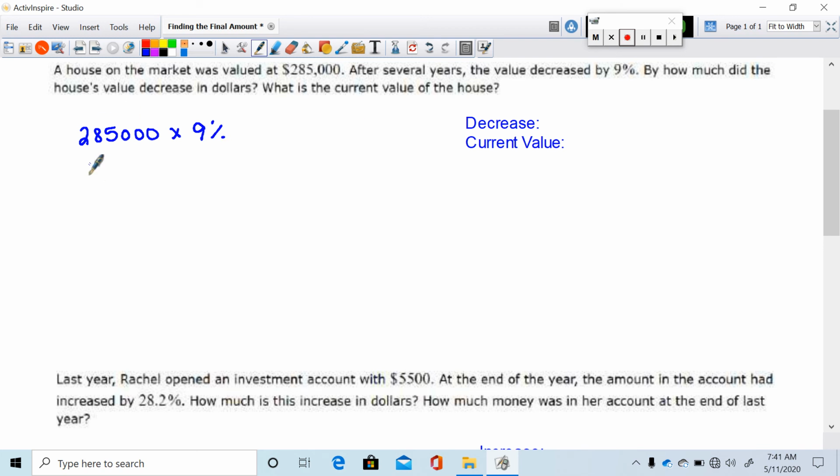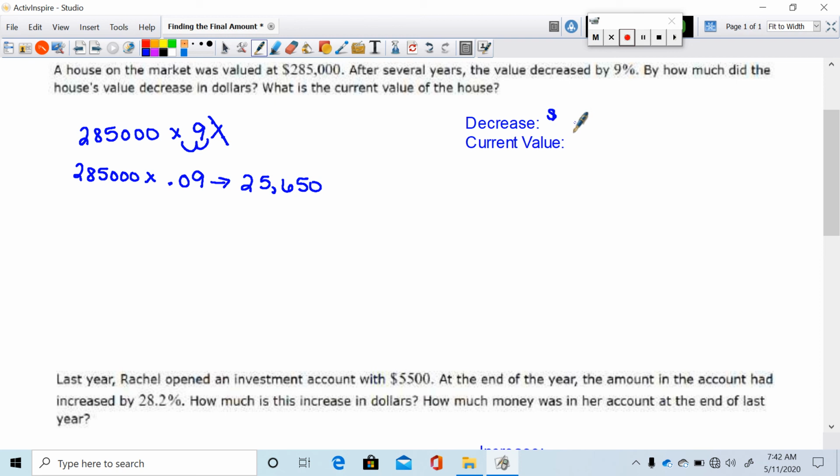So we have 285,000 times 9%. When you multiply by a percentage, you get rid of the percent sign and take the decimal that's assumed to be at the end and move it 2 places to the left. Any wholes get zeros. So I'm going to have 0.09. When you multiply that, you get 25,650. Okay, that is the decrease.